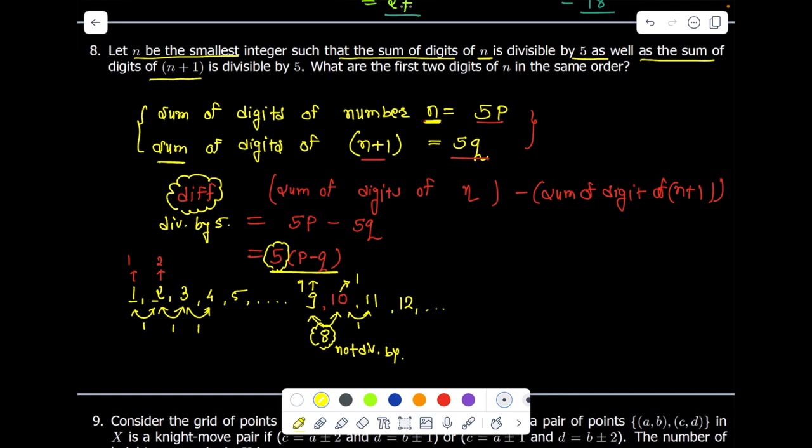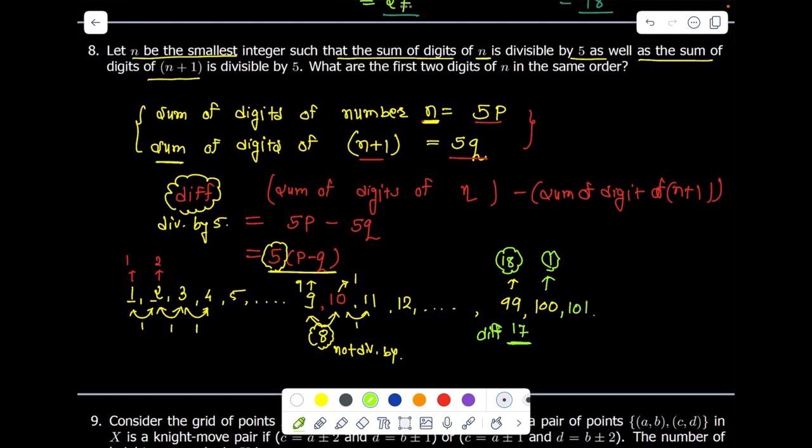12 and so on. Till 99, you will get a difference of 1. But from 99 to 100, what do you get? The sum of digits is 18 and the sum of digits is 1, and the difference of 18 and 1 is 17, which is also not divisible by 5.